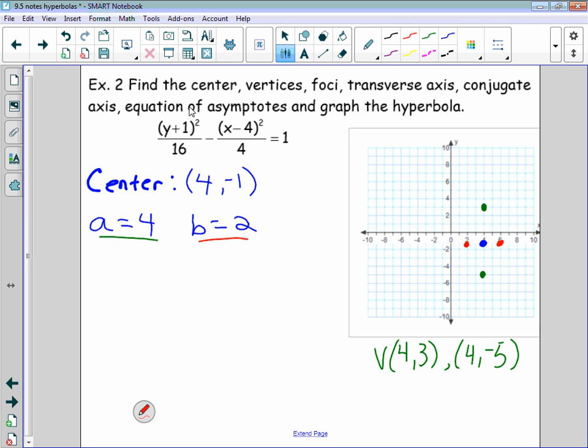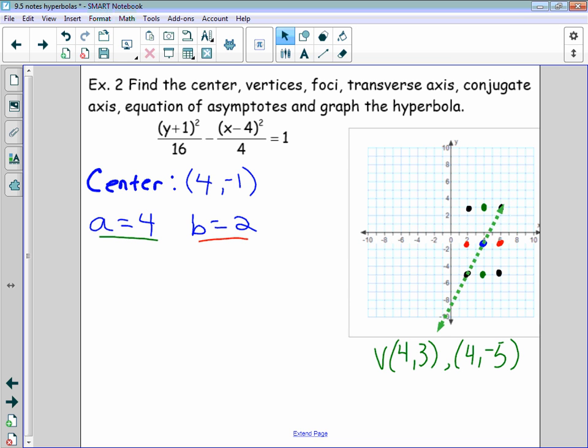Now we can find the corners of the box. You can just think about where they're going to meet. So it would be there, there. I'm going to draw the asymptotes through those points. Again, if you want to make the whole box, feel free to do so. If you would rather just make the corners, that's fine too. And draw in those asymptotes.